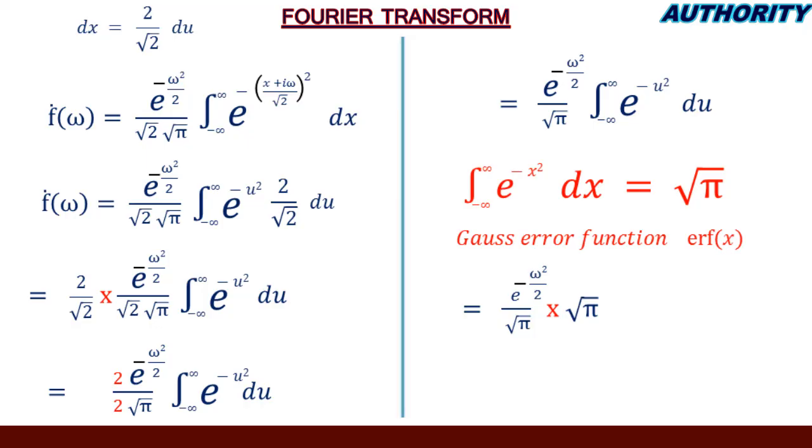Initially we have e raised to the power of minus ω squared all over 2, all over square root of pi, times the square root of pi now. So we cancel the square root of pi in the denominator. We are left with e raised to the power of minus ω squared all over 2. Therefore, the Fourier transform of the function f of x, which is equal to e raised to the power of minus x squared all over 2, gives us e raised to the power of minus ω squared all over 2.